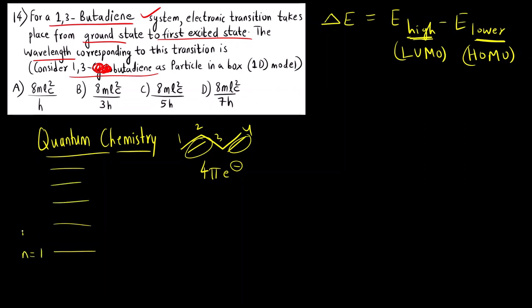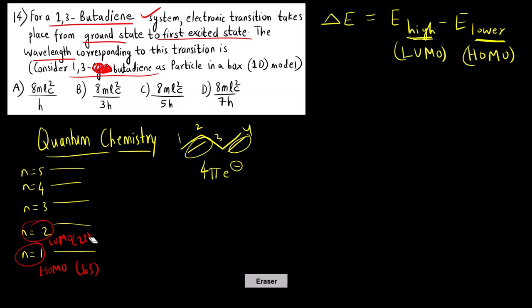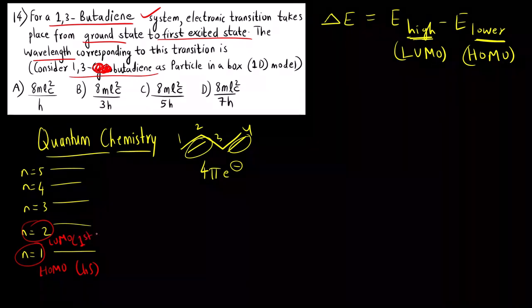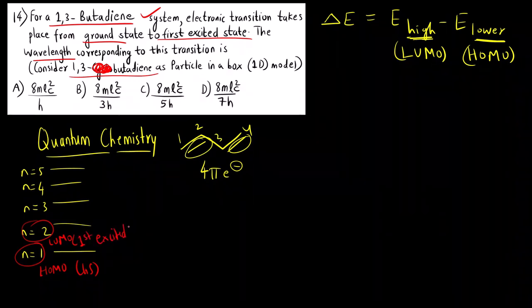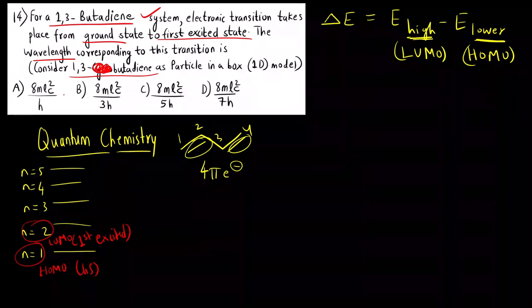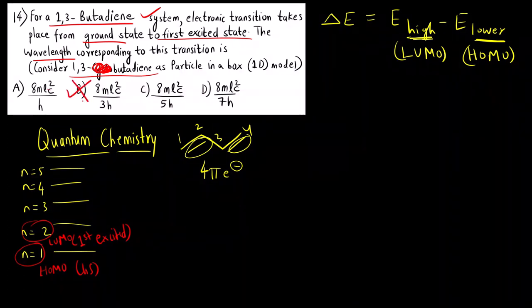n is equal to 1, n is equal to 2, n is equal to 3, n is equal to 4, n is equal to 5. Now, without filling the electrons, if you have taken this as the HOMO and this as the LUMO, that is ground state and first excited state, then your answer will be incorrect. Then you will get the answer as this option. This is not correct.